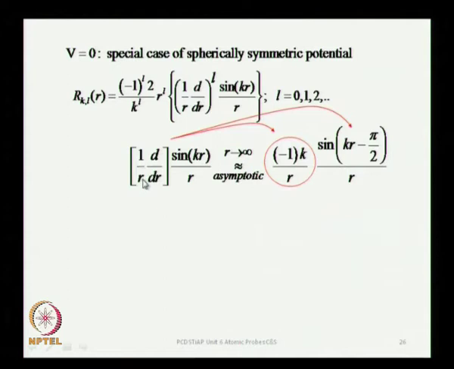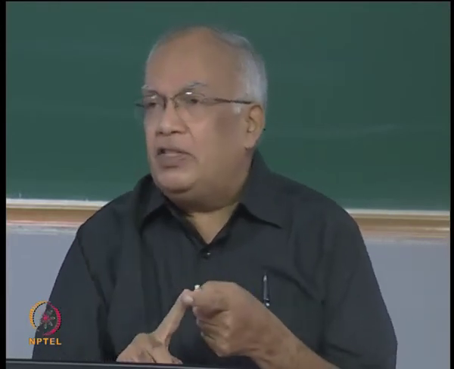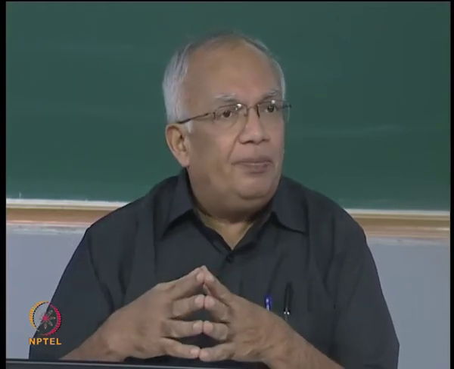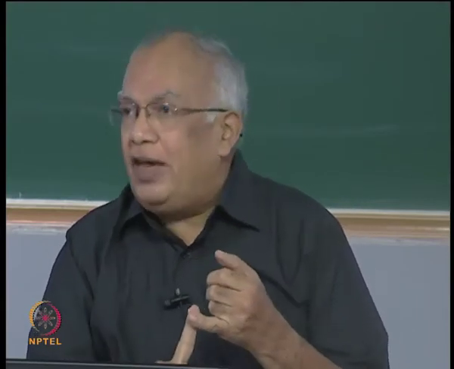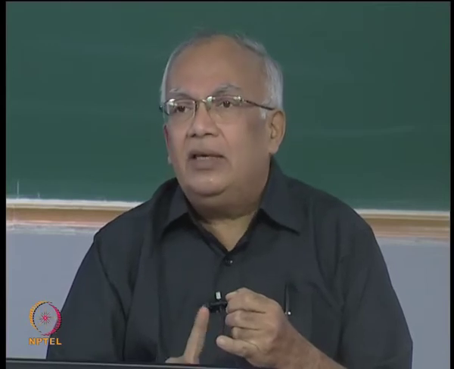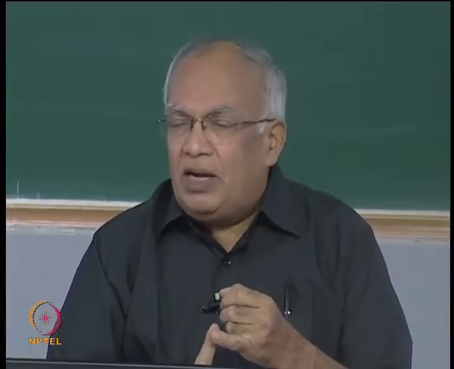Because the next time you operate on this function, once again you will get a term in 1 over r square, and that term in 1 over r square you can ignore with respect to the term in 1 over r. Every time you take the derivative, the derivative of the sine function will give you the cosine function. You will get a multiplicative factor of k, because the derivative of sin kr is cosine kr times k.